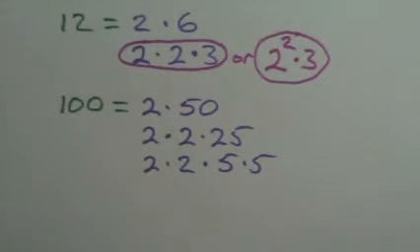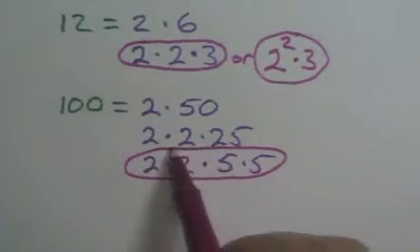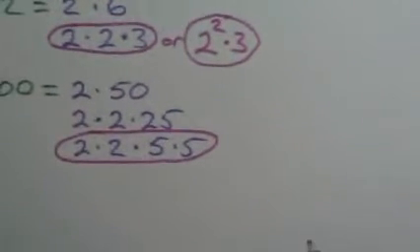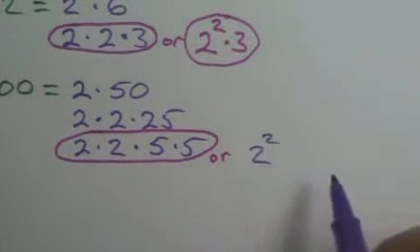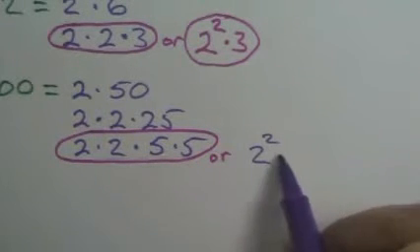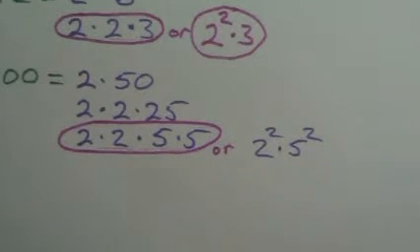So either you could say this is our answer, or we could rewrite that. Let's see, how many 2s? I have 2 2s, and I have 2 5s. So really it could be written like that also.